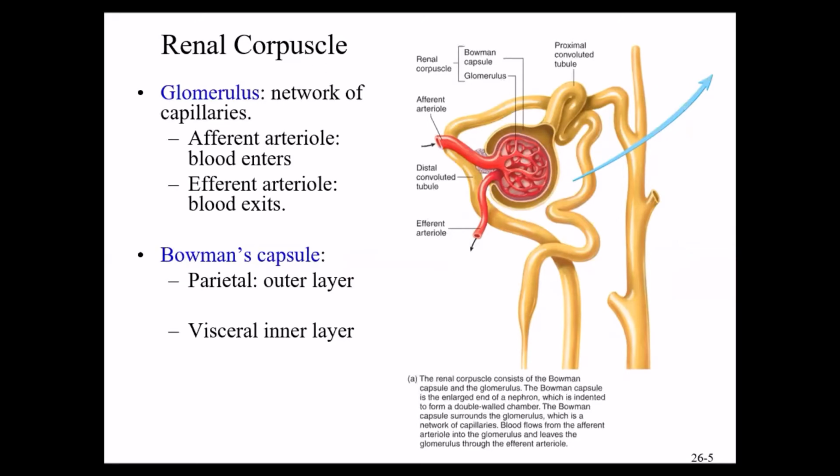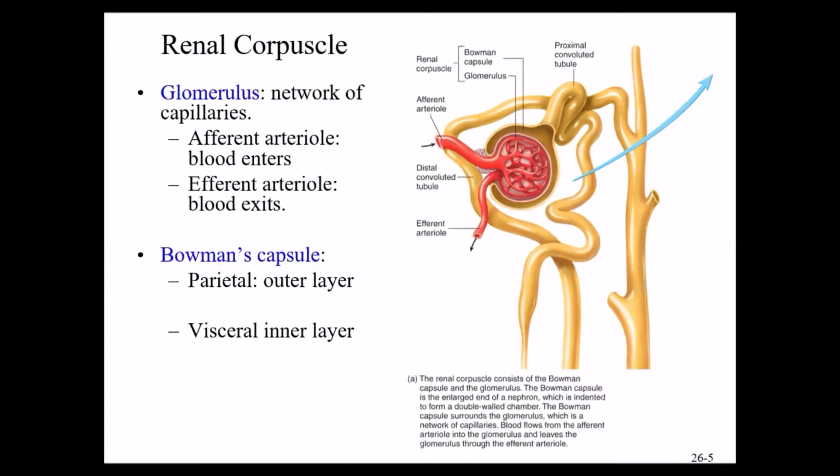This is where filtration is taking place. Notice that you have an afferent arteriole. Afferent means it's going toward the structure. Efferent means it's coming out. So you have a small artery, or arteriole, taking blood into the renal corpuscle for filtration. That blood is filtered here, and then it passes through the efferent arteriole, coming back out. The Bowman's capsule is on the outside. This is the outer part of the renal corpuscle.